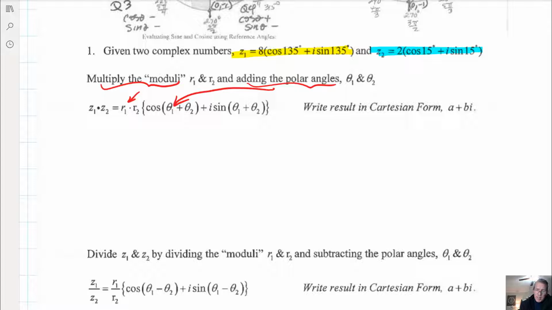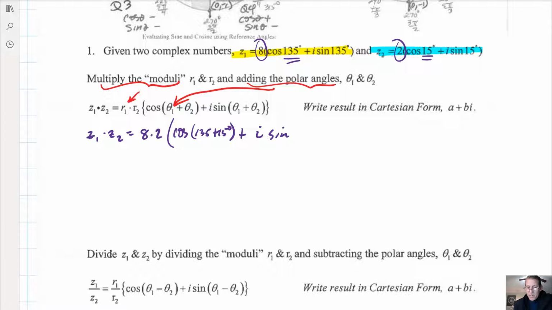When I do this, z1 times z2 is equal to, and I look at r, the first r value. The modulus of z1 is 8, and the next modulus is 2. So this is going to be 8 times 2 times cosine of the sum of the polar angles. I take 135 and add it to 15, so 135 plus 15, plus i times the sine of the sum of the polar angles, 135 plus 15, whatever that is.